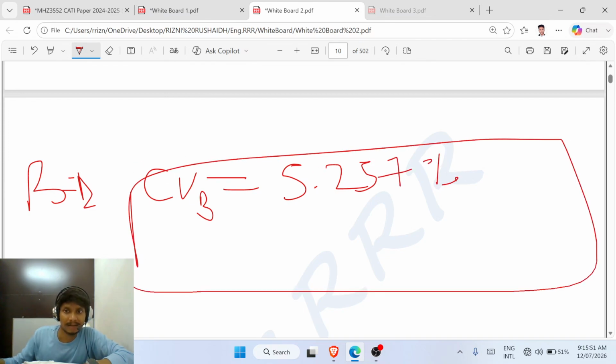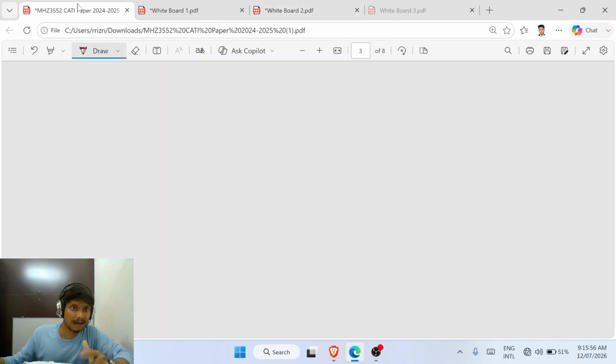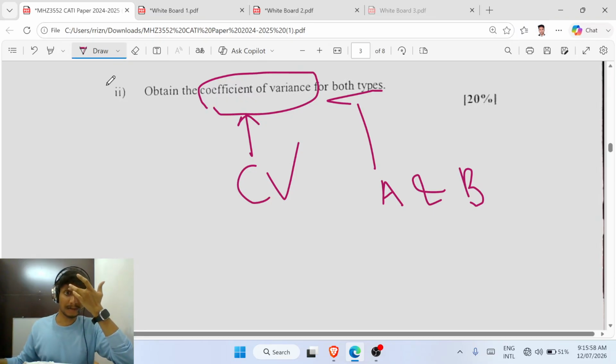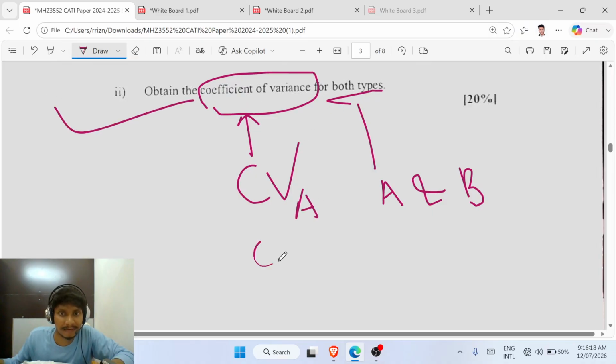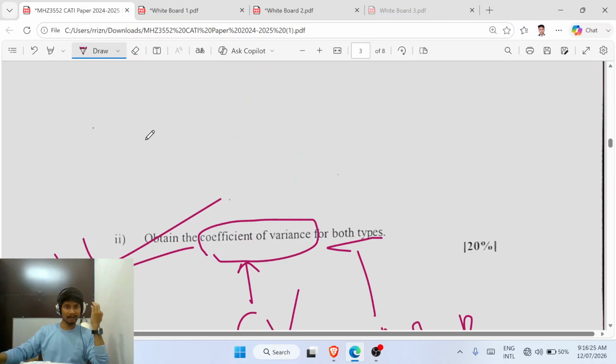Okay, this is the best method to write the final answers. If you write the final answer at last, it's the best method to write the answer at the exam. Now we have found the coefficient of variance for both types, the CVA and CVB, right? Now you have answers for all parts, 1 and 2.